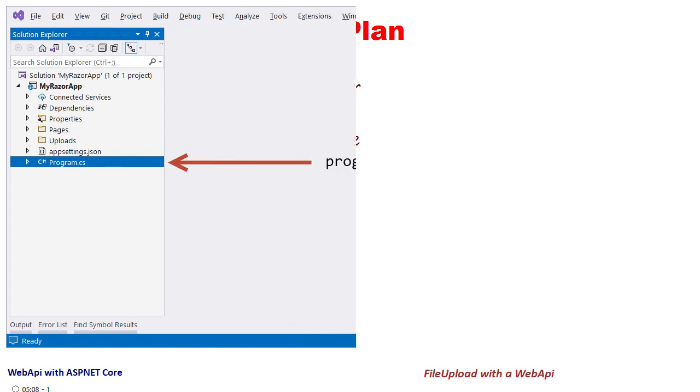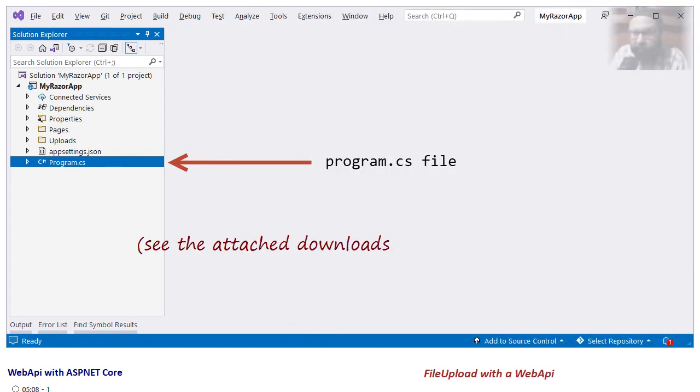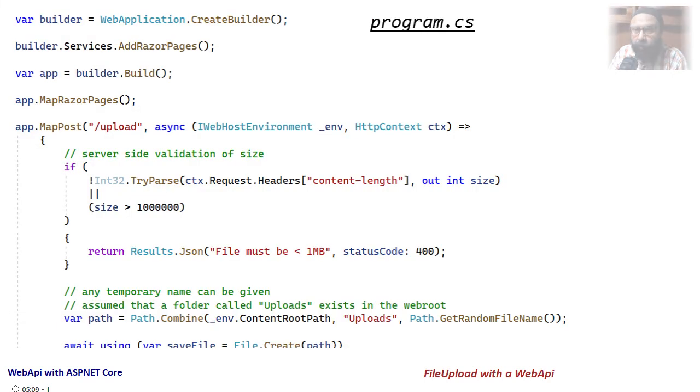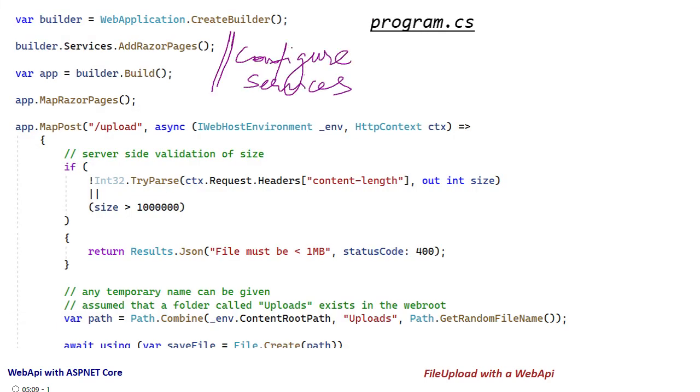Open the Solution Explorer of the attached project and locate the program.cs file. The completed project can be obtained from the downloads attached to this video. And now let's double click to open this file. The first 3 lines are the usual lines for configuring the service for Razor pages. After that, we have added a POST type of web API. The route template has been named as upload.